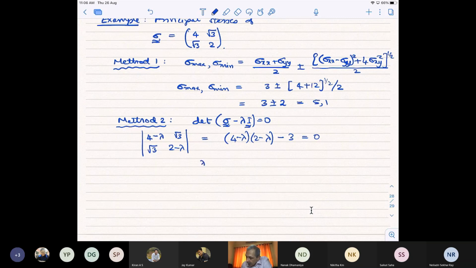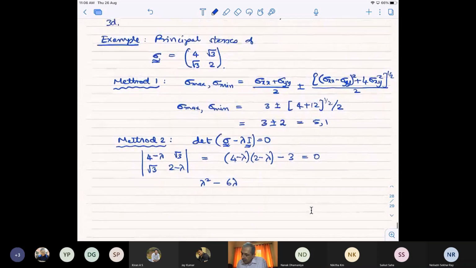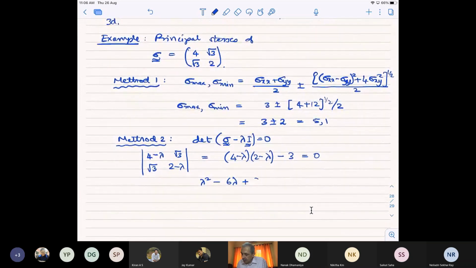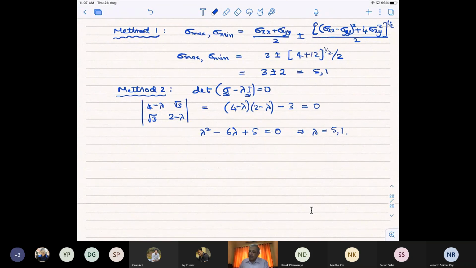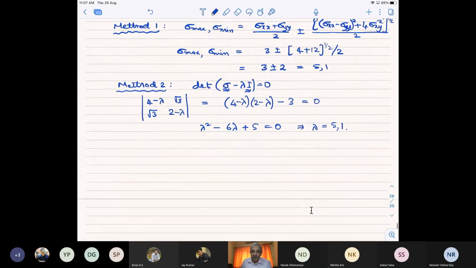So we open this out, you will get lambda squared minus 6 lambda plus 8 minus 3, which is plus 5, is equal to 0. And this, if you do the quadratic formula, you will see that the roots of this equation are simply 5 and 1. So essentially you will see that the eigenvalues are the same as what we had calculated before, as expected.